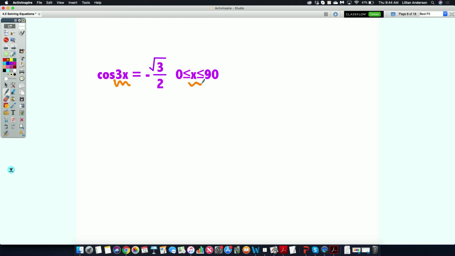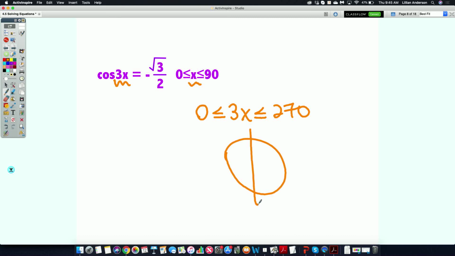So anytime it's not with respect to x, you want to adjust your domain. Your domain needs to be with respect to 3x, which means you need to multiply both ends of your domain by 3. 0 times 3 is 0, and 90 times 3 is 270. So when you are finding where cosine is negative root 3 over 2, you're looking not between 0 and 90, but between 0 and 270. So between 0 and 270 on your unit circle, where's cosine a negative square root of 3 over 2? Yep, so that means you're looking at these three quadrants, but specifically where cosine is negative square root of 3 over 2.